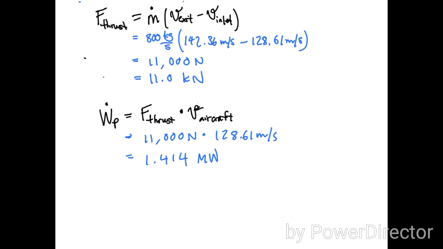So in terms of grading, the thrust is given about 2 marks, and the propulsive power is given 2 marks.